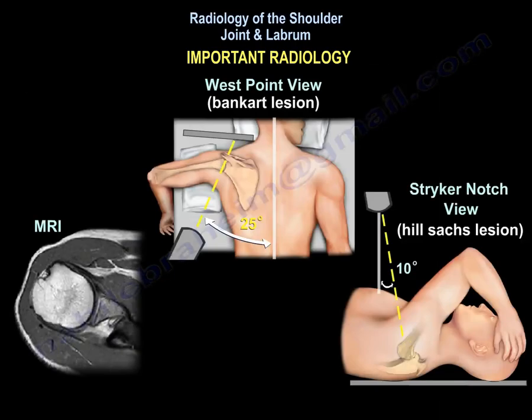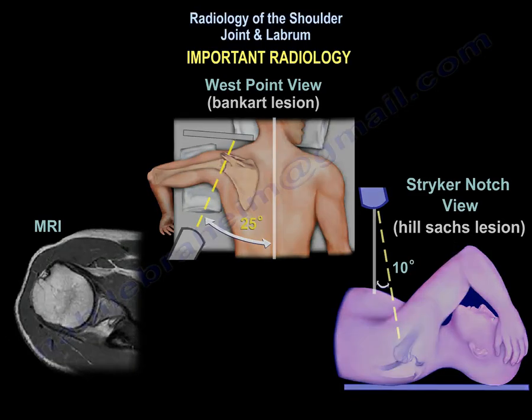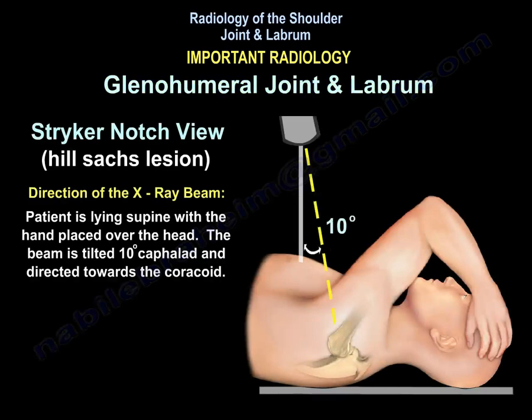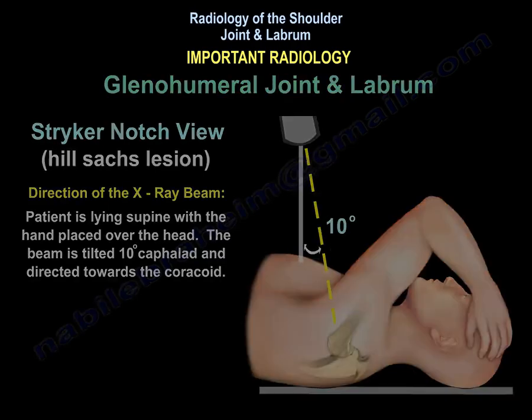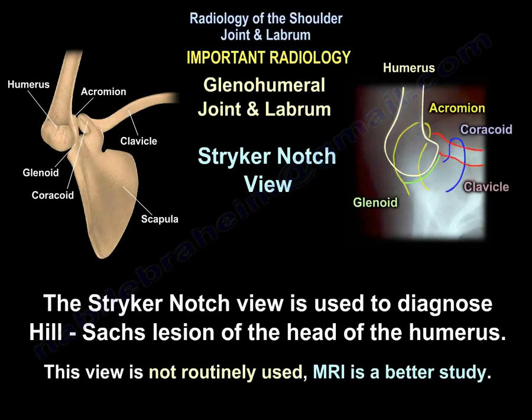Now we go to the Stryker notch view that shows the Hill-Sachs lesion. The patient is lying supine with the hand placed over the head. The beam is tilted 10 degrees cephalad and directed towards the coracoid. The Stryker notch view is used to diagnose Hill-Sachs lesion of the head of the humerus. This view is not routinely used. MRI is a better study.